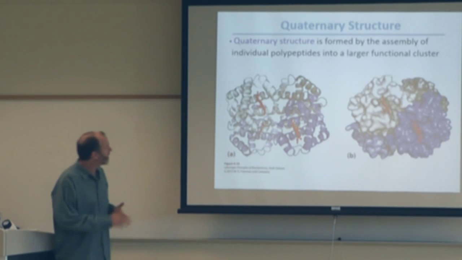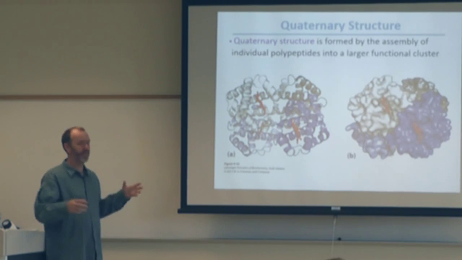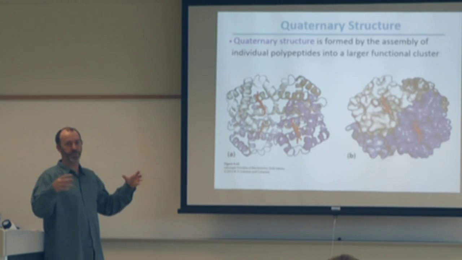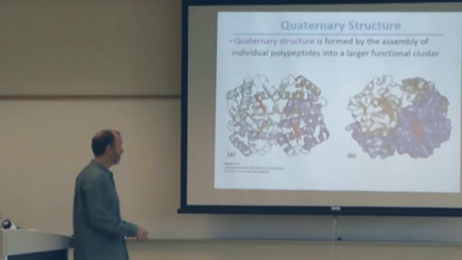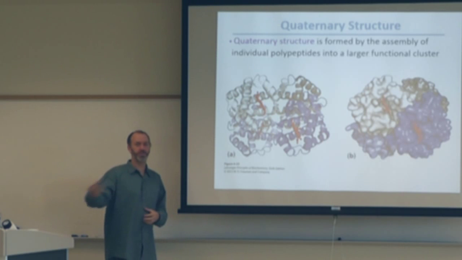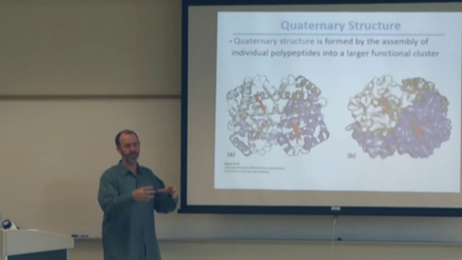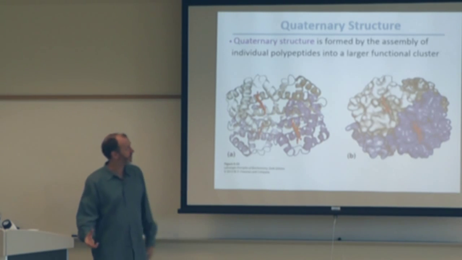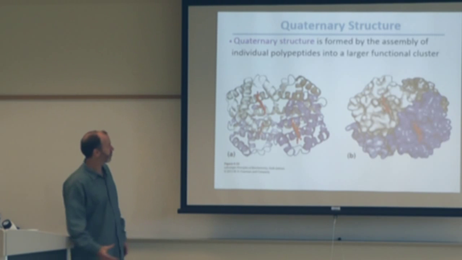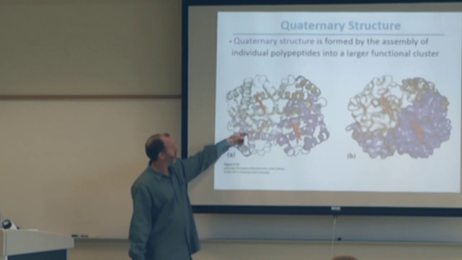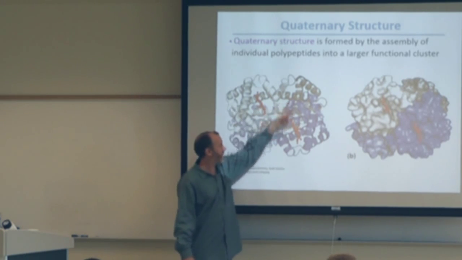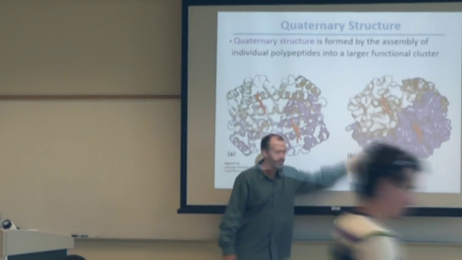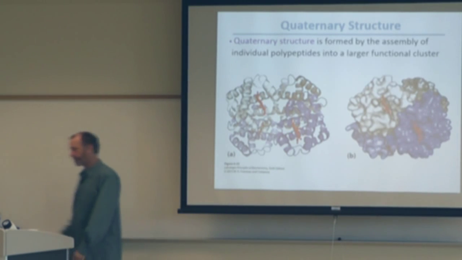Quaternary structure is formed when you have multiple individual polypeptides associated together that form a larger functional protein. Hemoglobin is just an example of something that has quaternary structure. I do believe this is hemoglobin. Four peptides form together and form the overall hemoglobin structure.